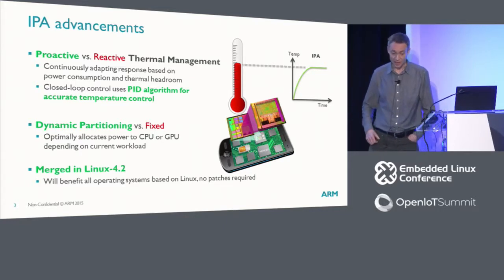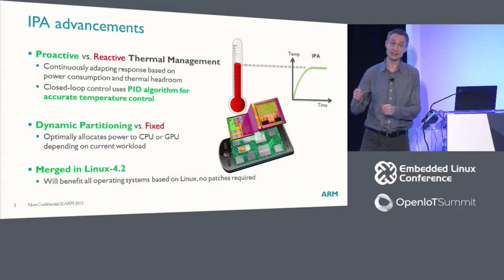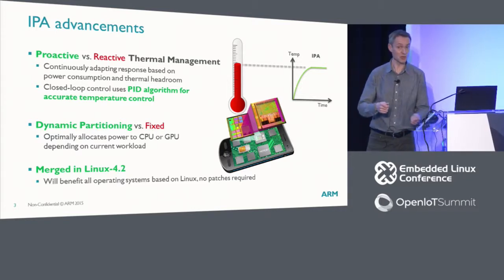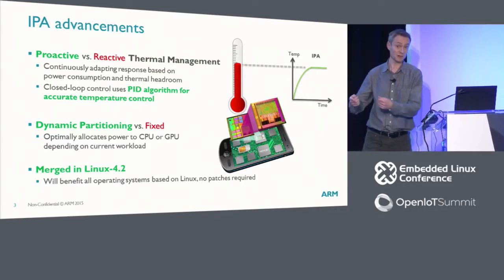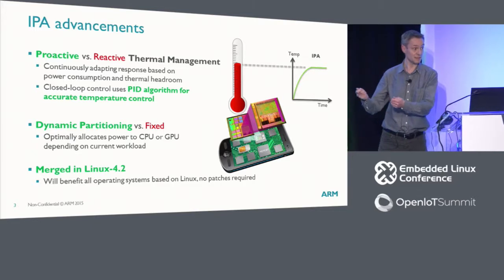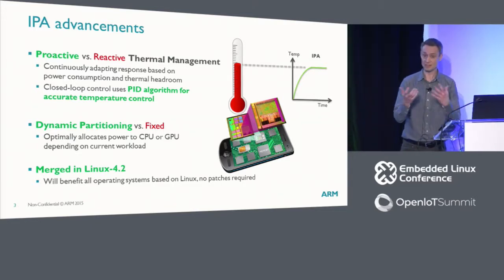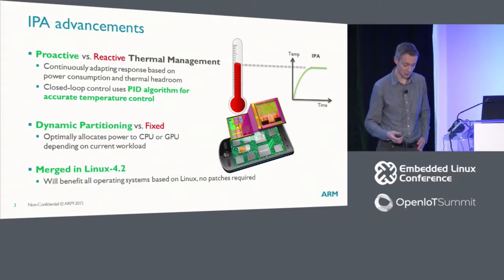Another advancement with IPA is dynamic power allocation. Instead of just controlling the whole SoC, we dynamically allocate power to the CPU or the GPU depending on the workload. In mobile, you see a whole range of workloads, from compute intensive ones like benchmarks, or some intensive JavaScript on a web page, through to GPU intensive ones, where you've got some kind of virtual reality type scene. IPA is able to do that.